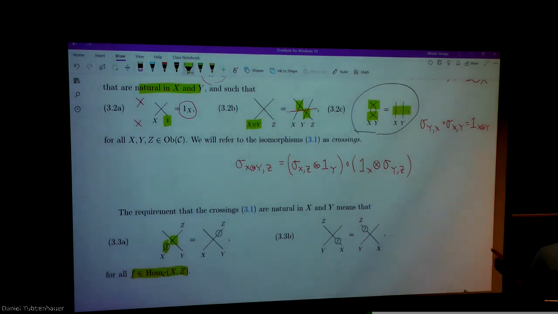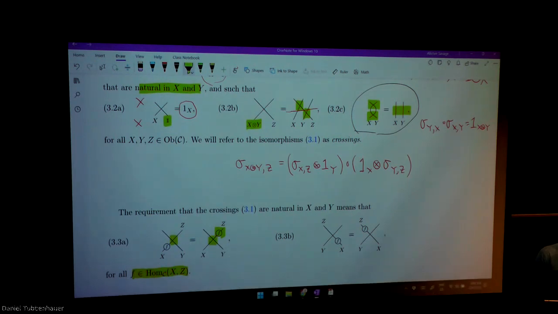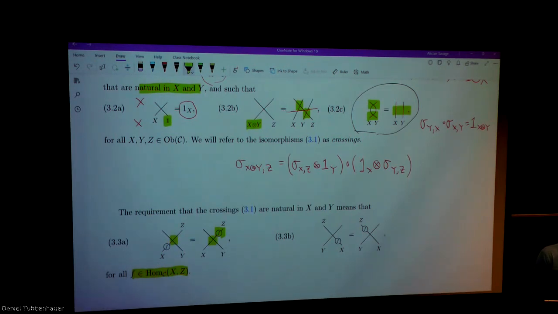I can slide these coupons through crossings, right? So I can slide this F. So up here, I notice I've changed the crossing. This is the crossing of Z and Y. This is the crossing of X and Y. But you should think that you can slide things through crossings. That's the naturality. And you can slide them through the other way, that's it being natural in the other argument.